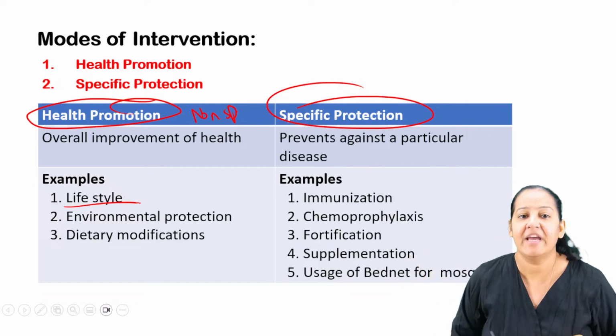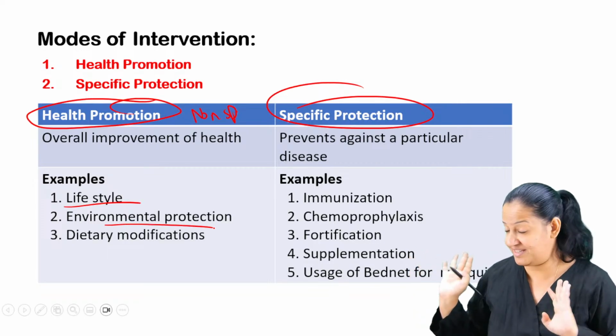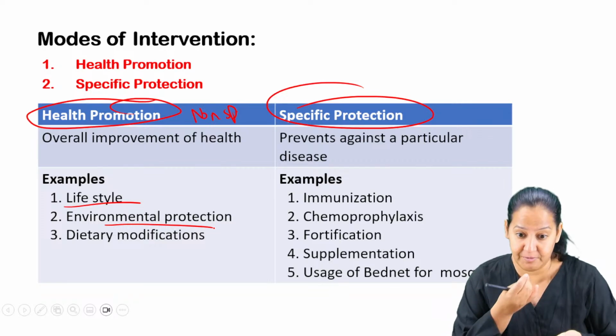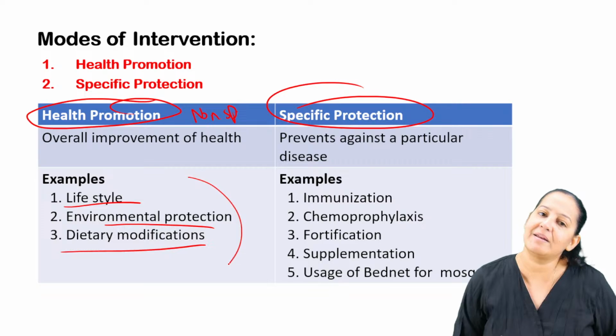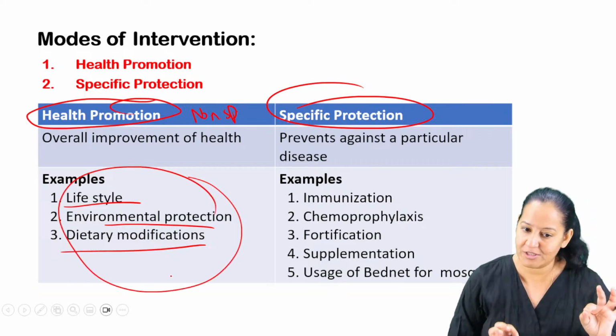It is non-specific. If I say you should have environmental protection, sanitation around you, you should wash your hands before eating, and you should have a balanced diet. Okay, so it is preventing many diseases non-specifically. It is non-specific in nature.